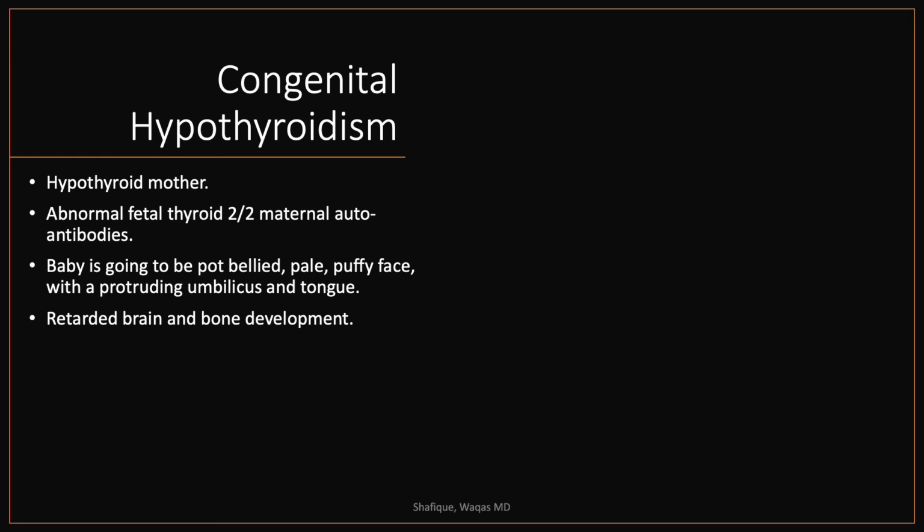Congenital hypothyroidism can occur in mothers who have autoimmune disease of the thyroid, like Hashimoto's, and now they become pregnant, and the autoantibodies can go through the placenta because they're IgGs and cause hypothyroidism in the fetus, and the fetus will present as pot-bellied, pale, puffy faced with protruding umbilicus and tongue. And because thyroid hormone is involved in the maturation of brain and bone, they'll have retarded growth of brain and bone.